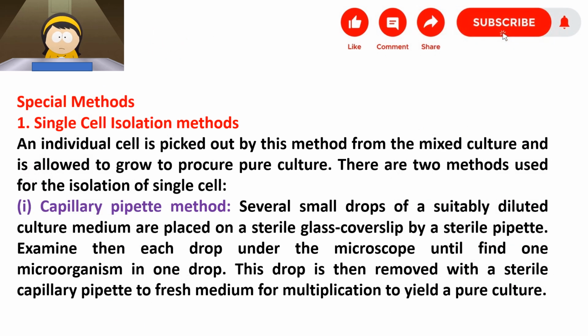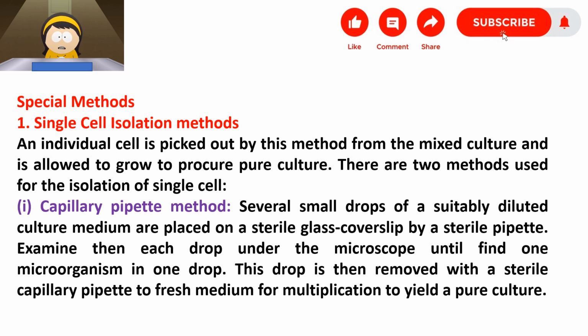Special methods. 1. Single-cell isolation methods. An individual cell is picked out by this method from the mixed culture and is allowed to grow to procure pure culture. There are two methods used for the isolation of a single cell.